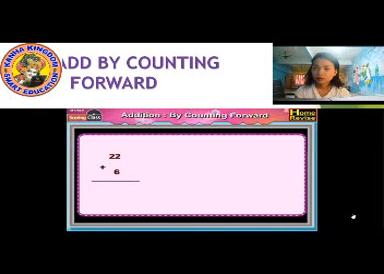22 plus 6. Now 22 plus 6 would be 23, 24, 25, 26, 27, 28. Now 22 plus 6 is 28.